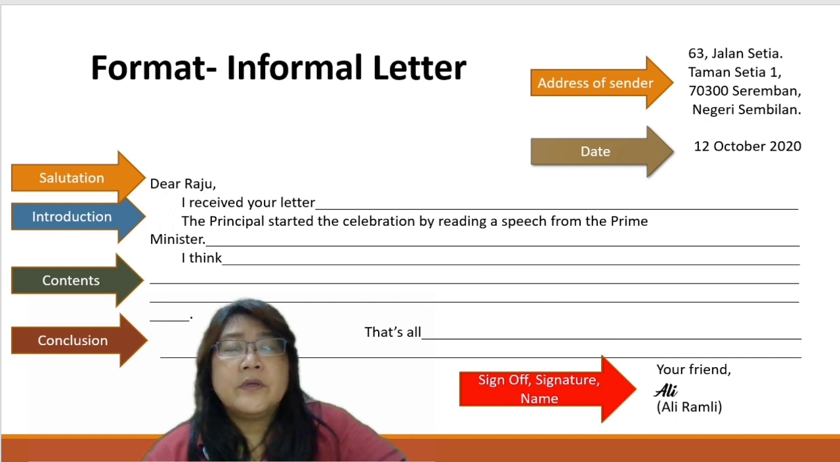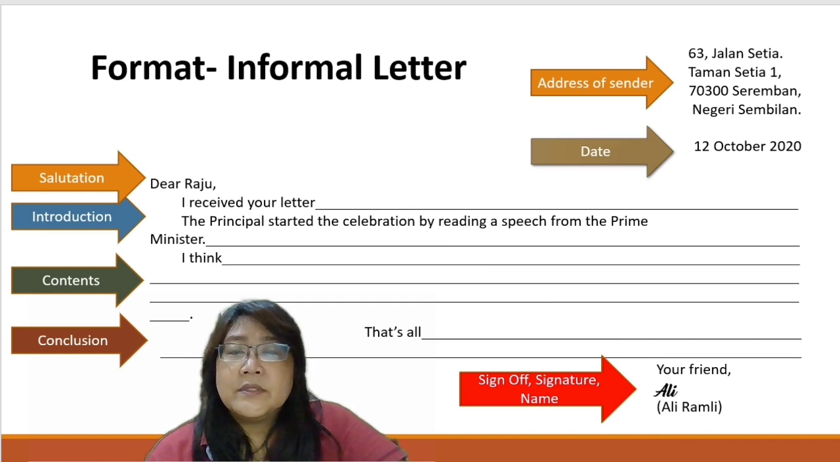Then for the address of the sender, be careful, remember that you have to write also the postcode properly. And then the date, for example 12 October 2020. October will be spelled with a capital O and the rest will be small or lowercase. And then for your salutation, don't forget that you have to write Dear Raju.